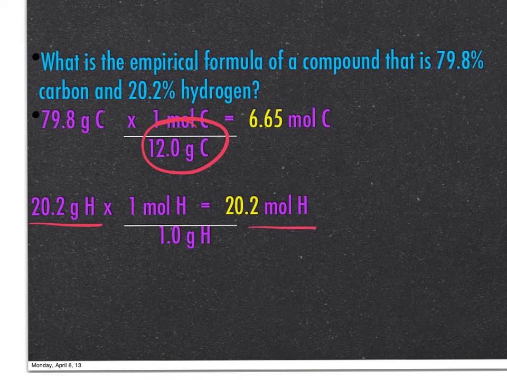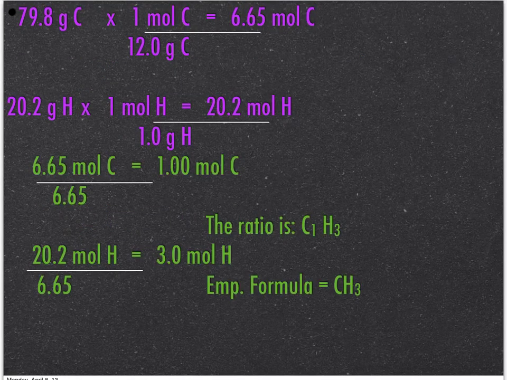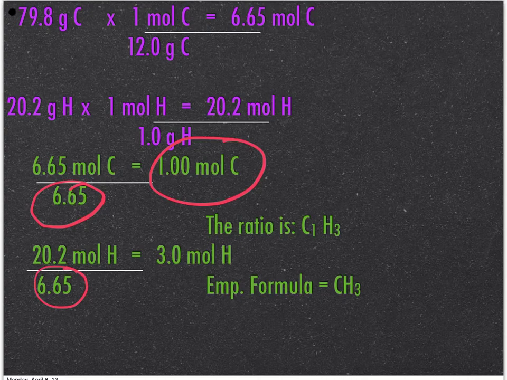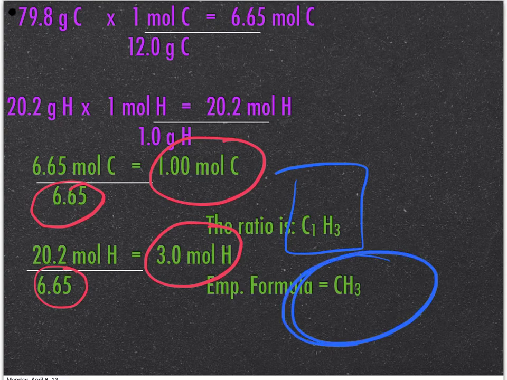Again, anytime you're dealing with hydrogen, you're just going to get what you started with because you're always dividing by 1. The next step is to divide those both. It's a ratio, so we divide by the smaller number of moles. 6.65 is smaller than 20.2. So we divided both by 6.65. It comes up with 1 mole of carbon and 3 moles of hydrogen. Again, here's our ratio, C1H3, or most of the time we'll just write it as CH3. And again, that is an empirical formula because it can't be broken down any further.